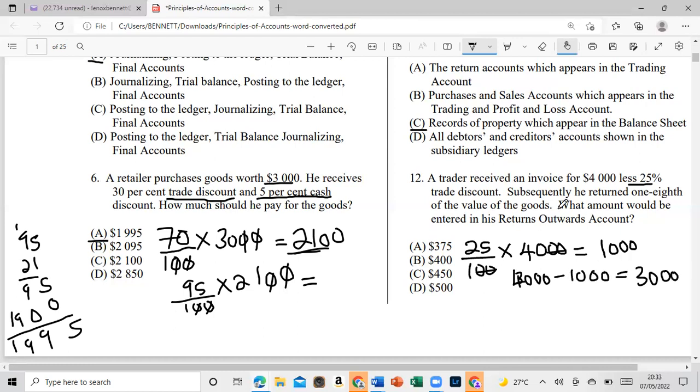All right, so it says subsequently, you return 1/8 of the value of the goods. So that would be 1/8. 8 into this goes 3 times. Once you get 3 times, we don't have to go any further. But you guys can work it down and see.